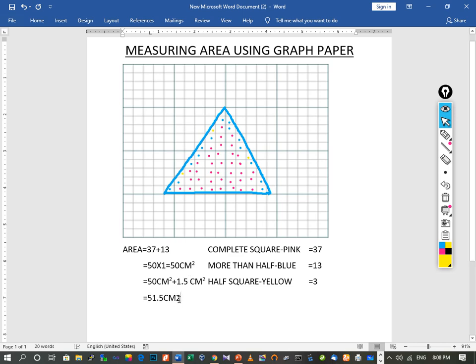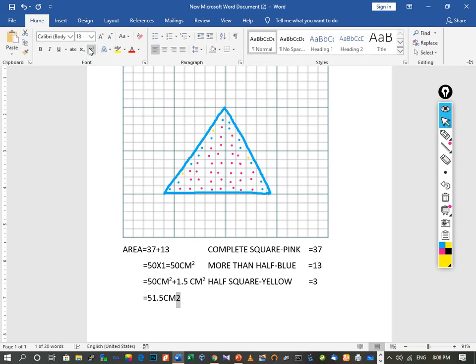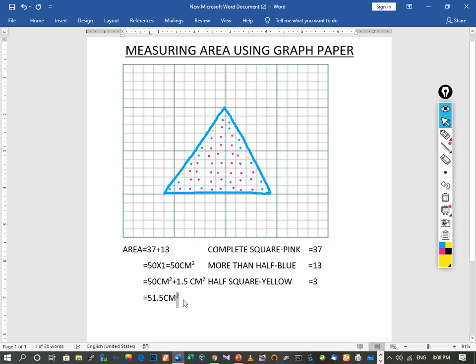So this is how we can find out the area of a regular shape with the help of graph paper. We have to consider these three important things: the complete squares, the more than half squares, and the squares which are covered only half. Hope you like this video.